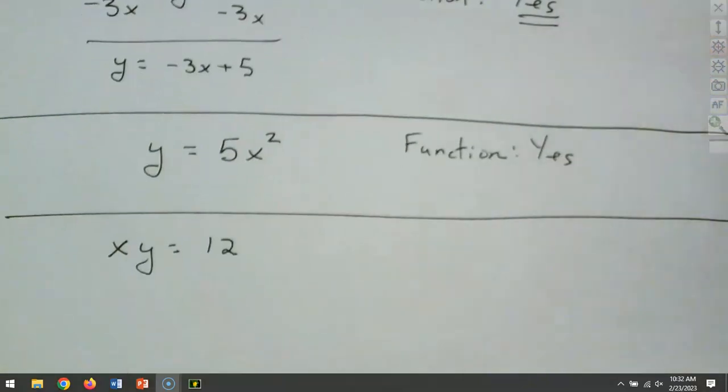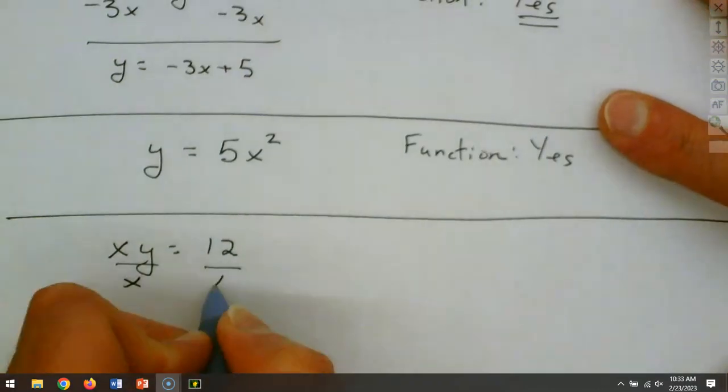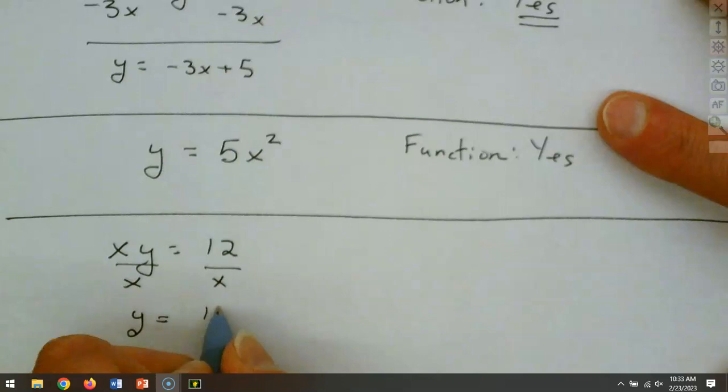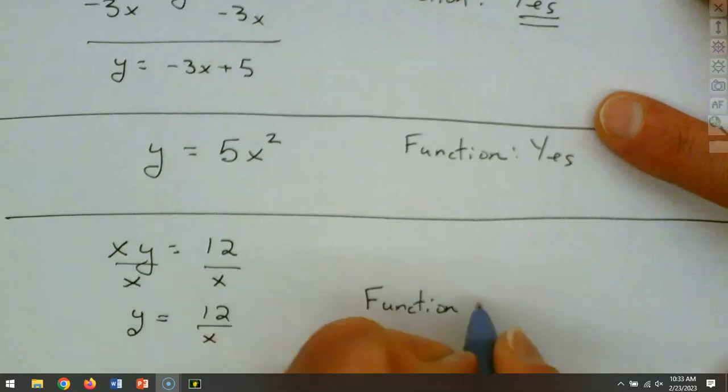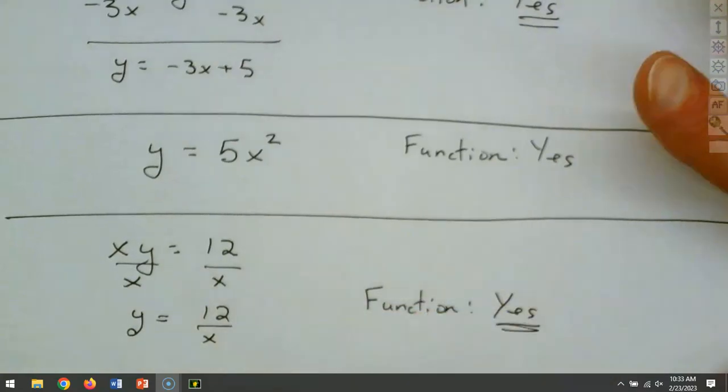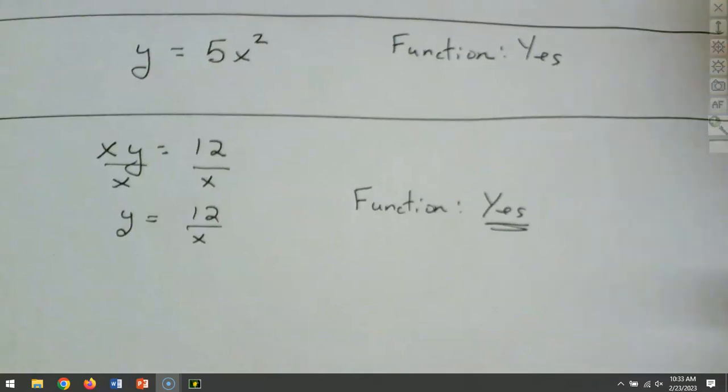xy equals 12. Would that be a function? I think it would be. Because can I solve it for y? I think I can. Because how would you solve it for y? Well, you need to get the y by itself, right? And so how do we get rid of the x that's in front of the y? How does the x go with the y? Multiplication, right? What undoes our multiplication? Division. So we can divide both sides by x, and that gives me y equals 12 over x. So we were able to solve for y. So this is a function, isn't it? Okay.